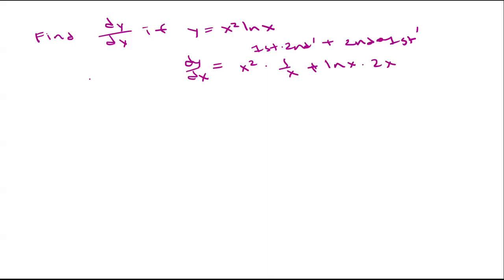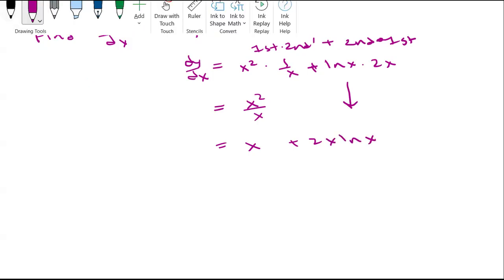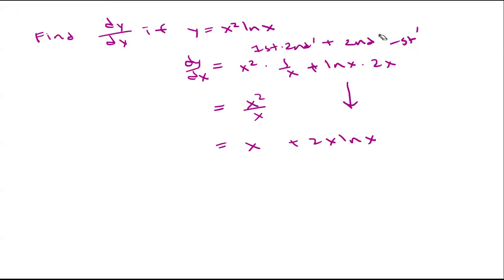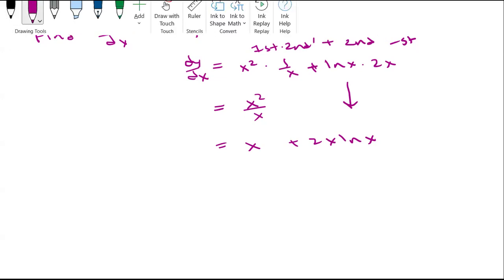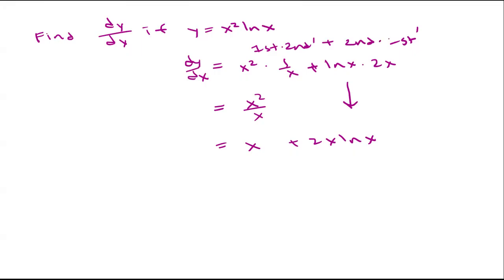Okay. And then we just simplify this. So x squared times 1 over x, that's just going to give us x. Or x squared over x, which is going to give us x. And then here, we just bring this down. That's going to give us 2x ln of x. Right, and there's our answer. So we have x plus 2x ln of x.